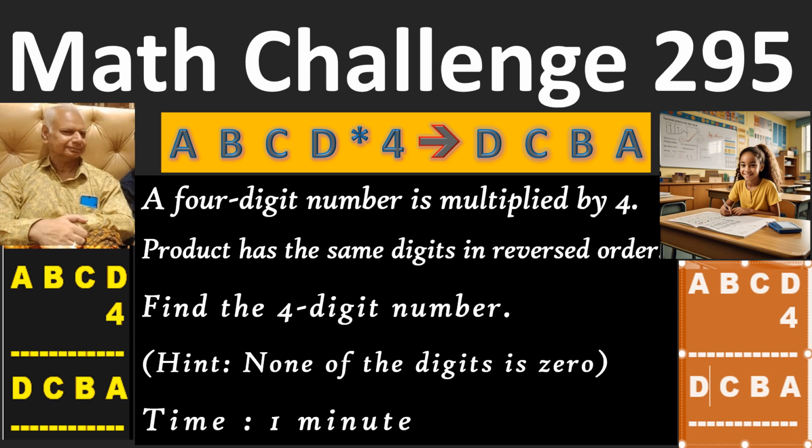Here is an interesting problem based on purely elementary numerical reasoning. A 4-digit number is multiplied by 4. None of the digits is 0. The product has the same digits in reversed order. That is, A, B, C, D multiplied by 4 gives D, C, B, A. We have to find the 4-digit number. None of the digits is 0. Time, 1 minute.